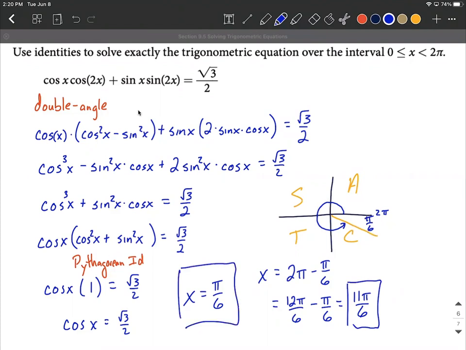So I hope this helps out. I know this was a kind of challenging one using both a double angle formula and the Pythagorean identity along the way to get to something that we're more comfortable with, like cosine of x equals square root of 3 over 2. Hopefully the reference angle business made sense and putting that in the fourth quadrant. Good luck as you're working on these.